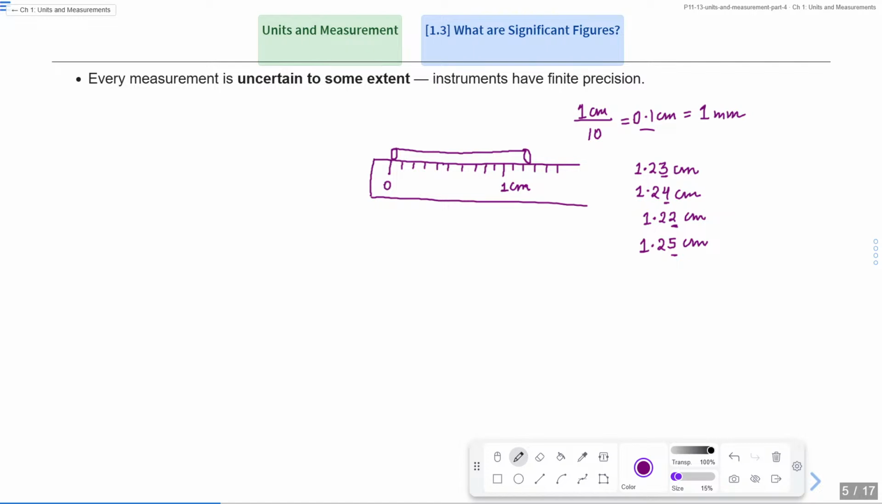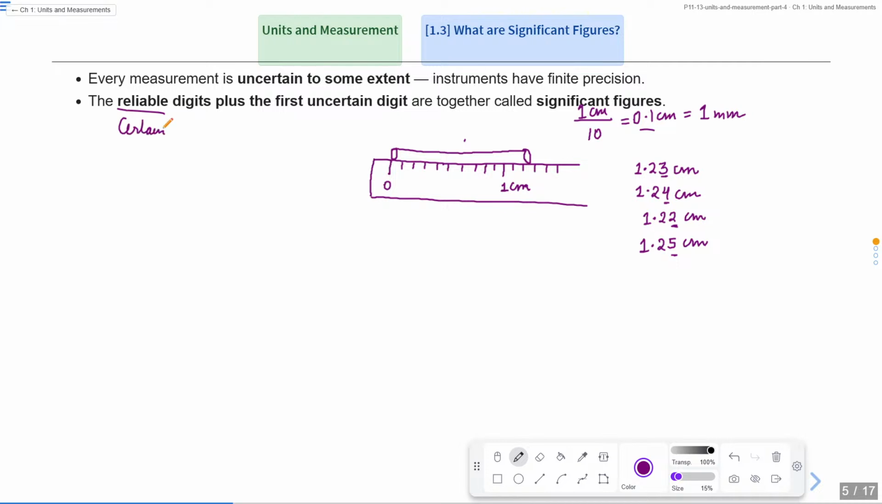Okay, so that is the definition of significant figures. The reliable digits, or we can say certain digits, plus the first uncertain digit are together called significant figures. So all three digits are significant figures, out of which 1 and 2 are reliable, and that third digit is uncertain. So that is known as significant figures. Understood? Any doubt?